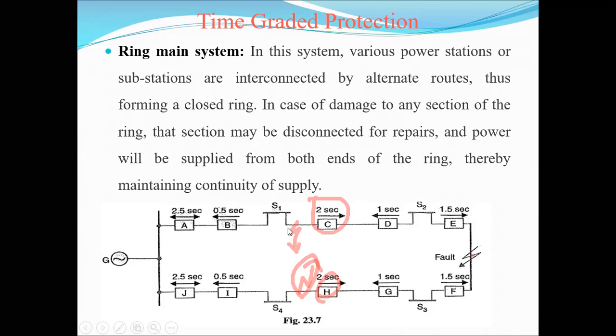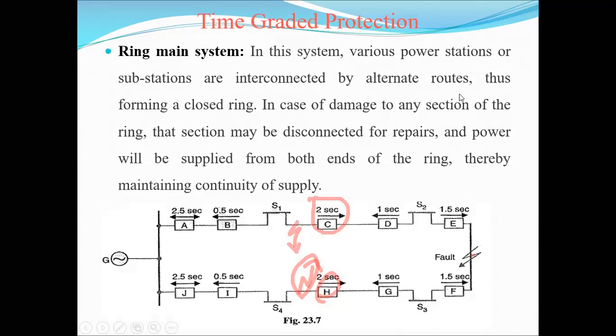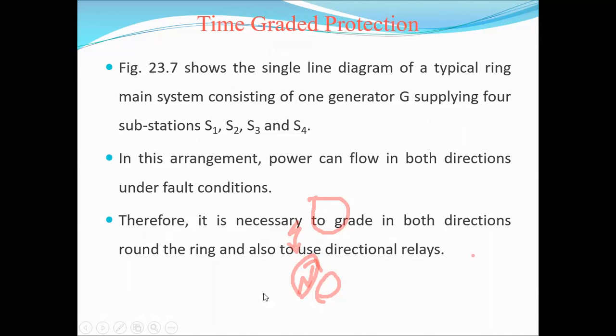Any section of that ring may be disconnected for repair, and power will be supplied from both ends of the ring, therefore maintaining the supply. The diagram shows the single line diagram of a ring main system consisting of one generating station, G, supplying four substations, that is S1, S2, S3 and also S4.